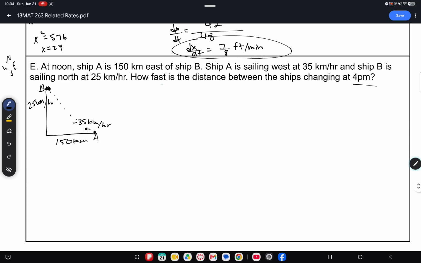So I have a little triangle here, right? So Pythagorean theorem. We could do a squared plus b squared equals c squared. All right. We know the rate of change for each ship. So dA/dt is negative 35 kilometers per hour. dB/dt is 25 kilometers per hour. And we want to know dC/dt. What is that? All right.